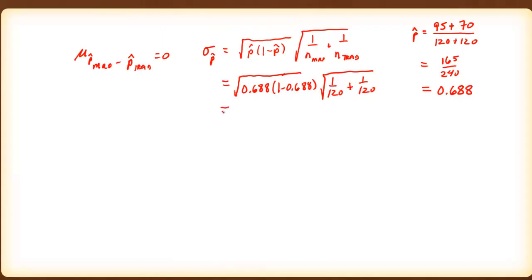So this is 0.0598. So my test statistic is the difference that I observed. What was this? 0.792 minus 0.583. Those are my two stats. Minus 0, because I'm assuming the difference is going to be 0. And then divided by 0.0598, my standard error.